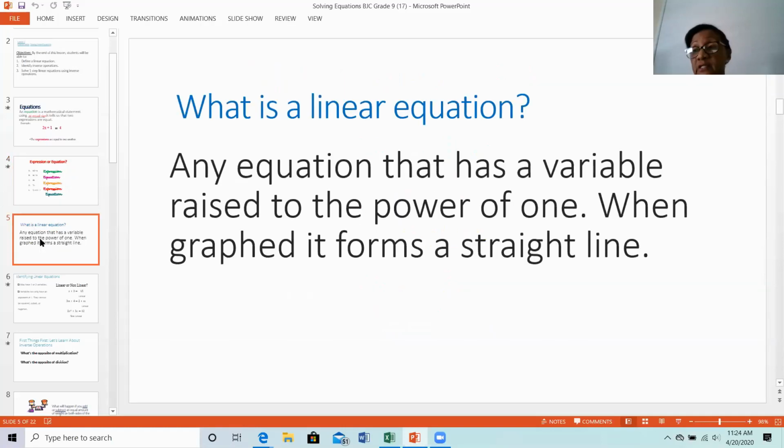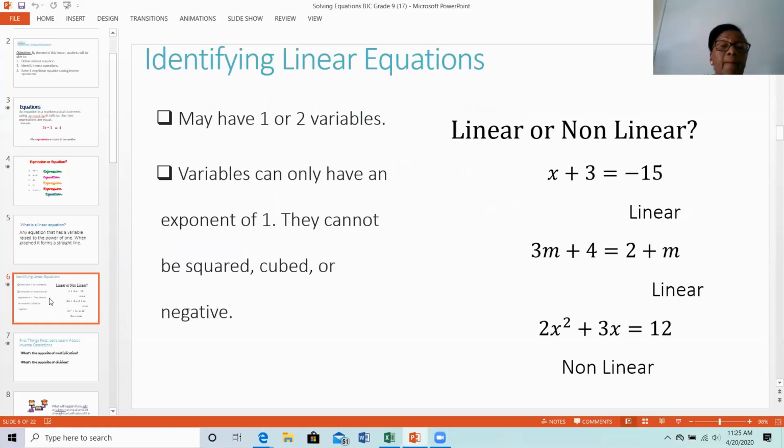Now let us see, what is a linear equation? Any equation that has a variable raised to the first power, or to the power of 1, when graphed forms a straight line. Linear comes from the word line. So when we have an equation like the ones you worked with before, we say they are linear equations because if we graph them, we will get a straight line. Identifying linear equations: a linear equation may have 1 or 2 variables. The variables can only have an exponent of 1. They cannot be squared or cubed or be negative.